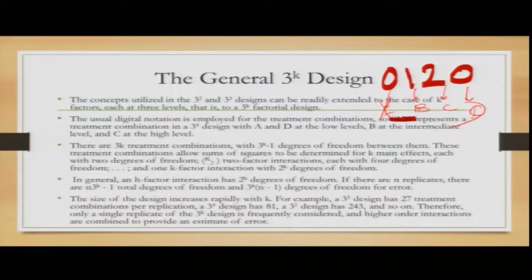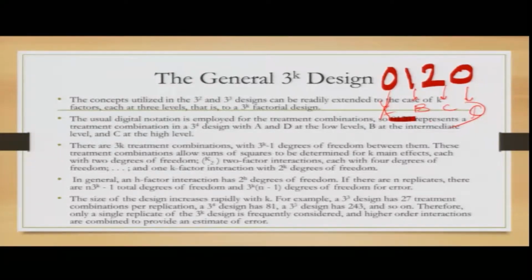So, there are 3 to the power k treatment combinations with 3 to the power k minus 1 degrees of freedom between them. These treatment combinations allow sums of squares to be determined for the k main effects, each with 2 degrees of freedom. Obviously, there will be k two-factor interactions, each with 4 degrees of freedom, and one k-factor interaction with 2 to the power k degrees of freedom, depending on the number of factors you have. In general, h-factor interaction.